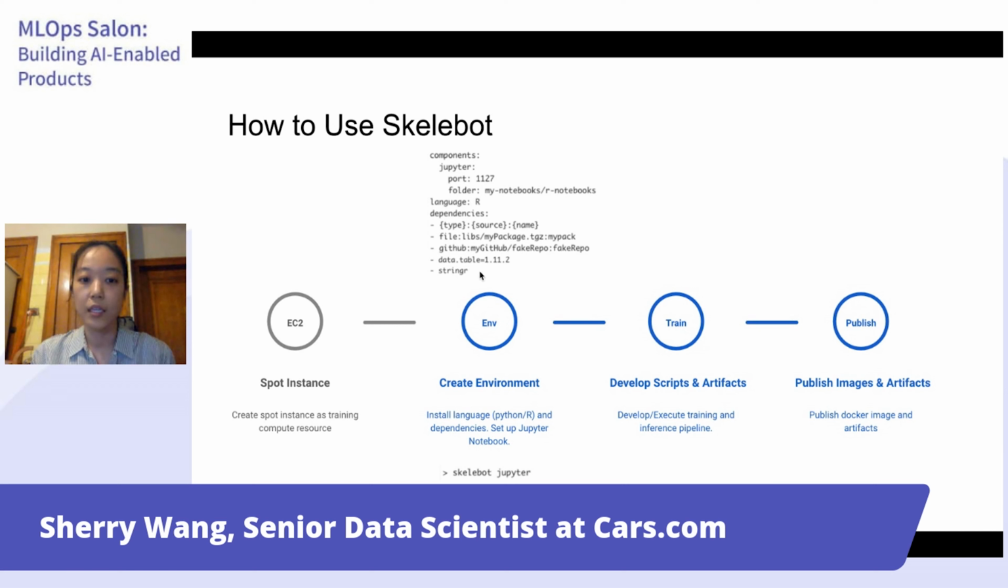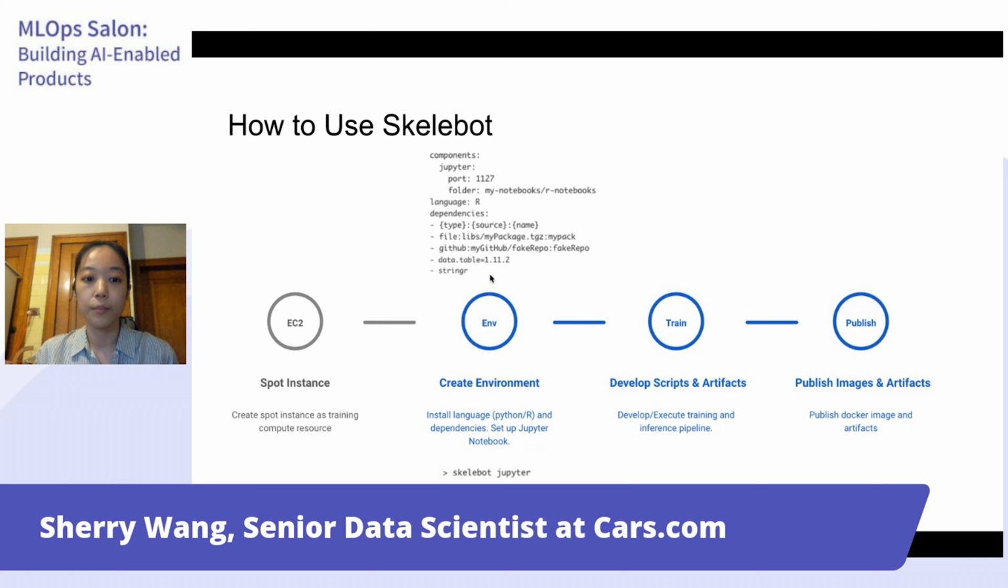So in this case, I'll go from the bottom up. By the way, this is an R project, so you can specify your language as R. And if you use Python, you can just say Python. You can even specify the Python version, 3.7, 3.8, 3.9. Skelebot will take care of that for you as well.